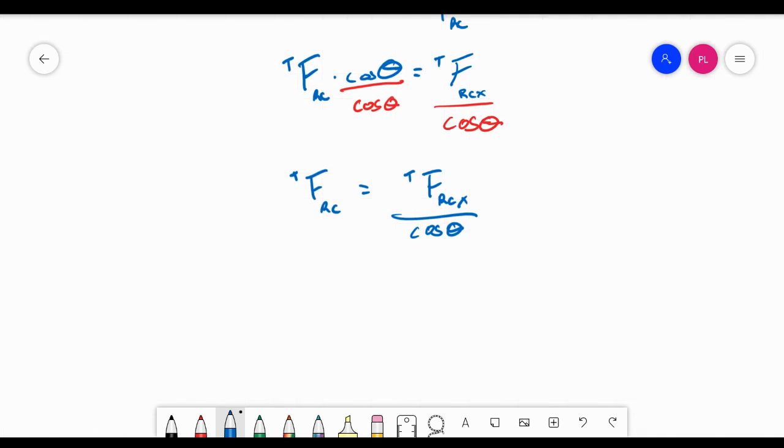And if we put the numbers in, then that's 320 newtons divided by the cosine of 20 degrees. Plug that into your calculator, and you get what you get, and we should be good. Looking at my calculator, I get an answer of roughly 340, and then there's a bunch of decimals. I'm going to stop at the 0.5.